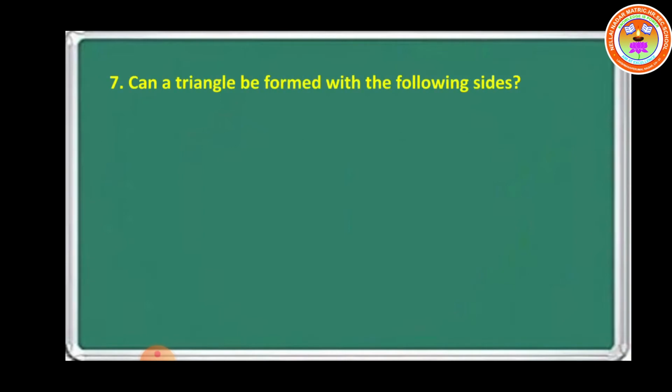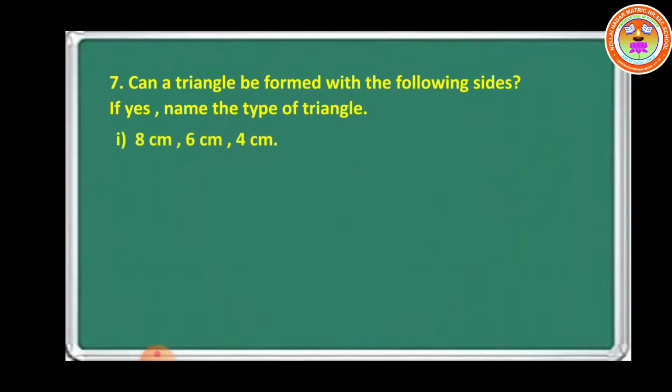The 7th question, can a triangle be formed with the following sides? If yes, name the type of triangle. First one, given the sides are 8 cm, 6 cm and 4 cm. Let us see the answers.